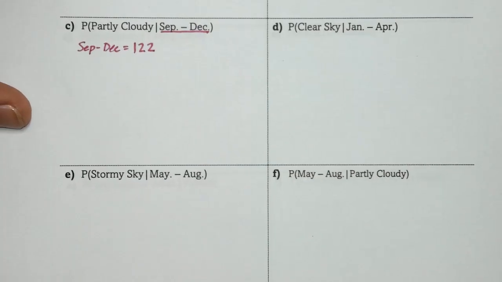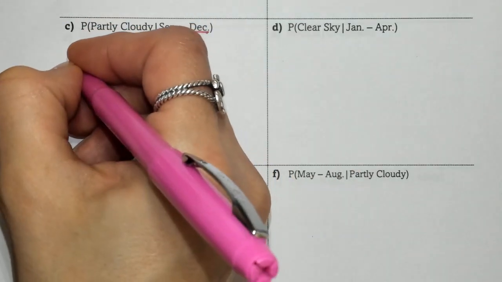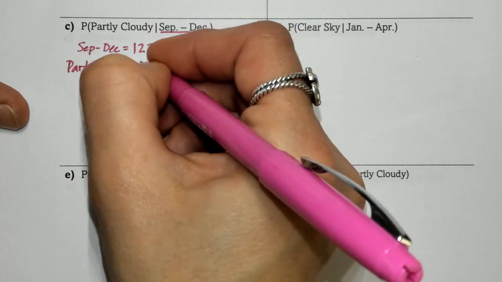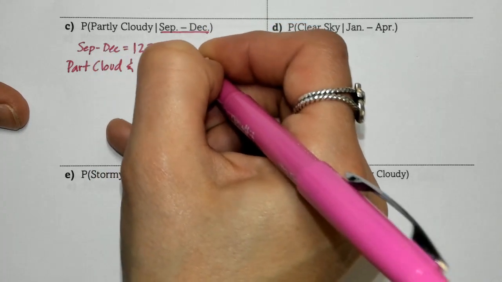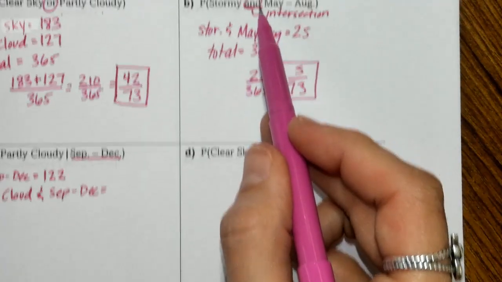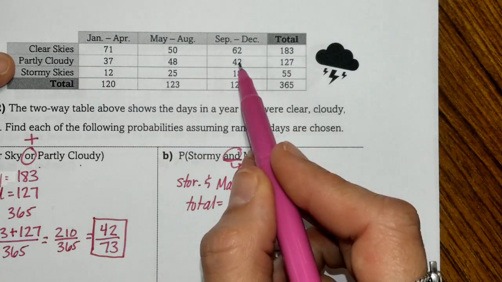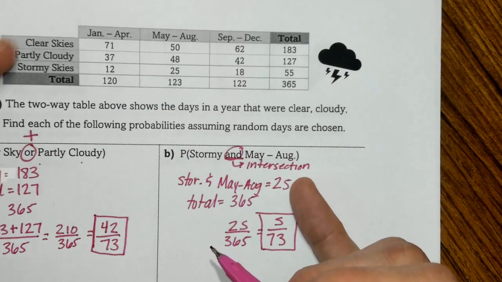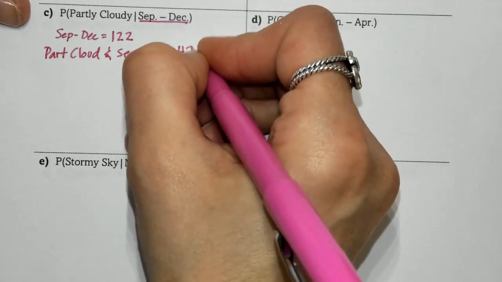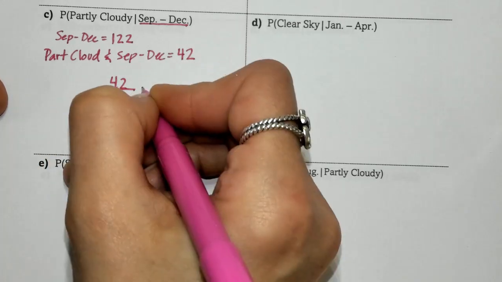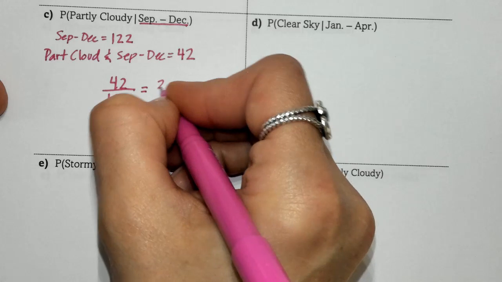Now, how many days in September through December are partly cloudy? We have to look at where those intersect. So partly cloudy and September through December. There's that word "and," remembering that "and" is the intersection. We have a total of 42. So, smaller number in the numerator, larger number in the denominator, and we want to make sure this is simplified. This will go down to 21 over 61.